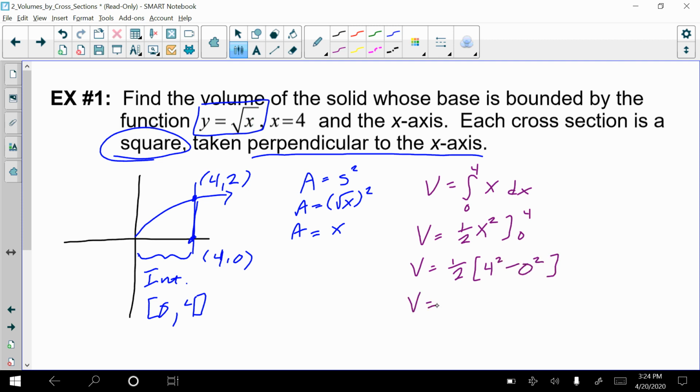4 squared is 16, minus 0 is still 16, so half of 16 says the volume in this case will be 8.